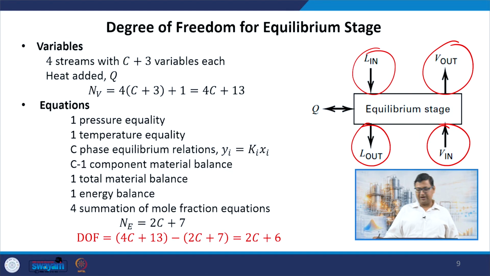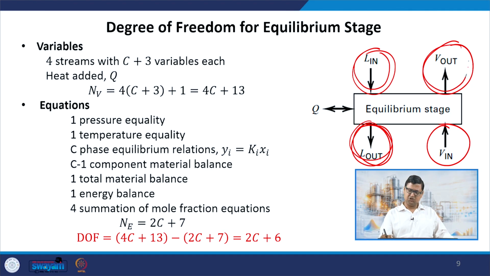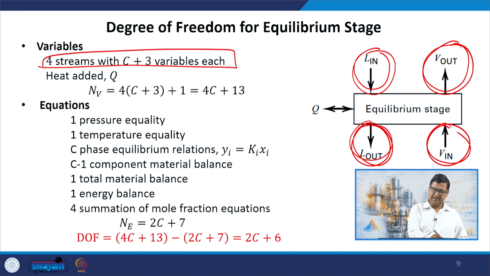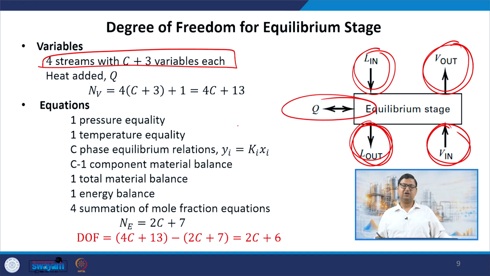So now if I look at an equilibrium stage, it has two input streams, provided that it's a binary two phase system. So it has two liquid streams, two vapor streams, or it can be two phases containing L1 and L2, doesn't matter. In total it has four streams, two inputs and two outputs, and for each of those we have to specify C plus 3 variables.